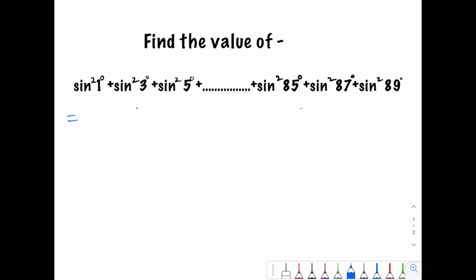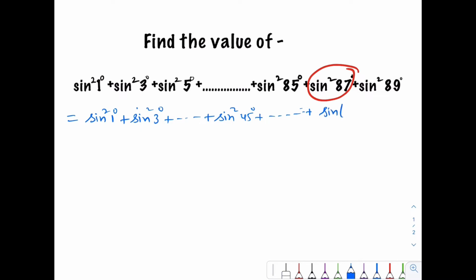So this expression is equal to sine square 1 degree plus sine square 3 degree and so on plus sine square 45 degree plus so on, and we can write sine square 87 as sine of (90 minus 3) degree whole square, and 90 degree minus 3 degree equals 87. Next, sine square 89, we can write as sine of (90 degree minus 1 degree) whole square.